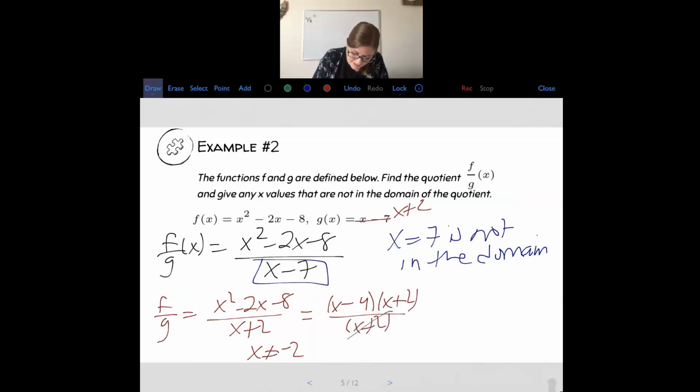We still have to take the domain from what we got originally by doing the arithmetic, the division of the functions, and looking at the denominator. So I just wanted to make a note on that. A problem like that may appear.